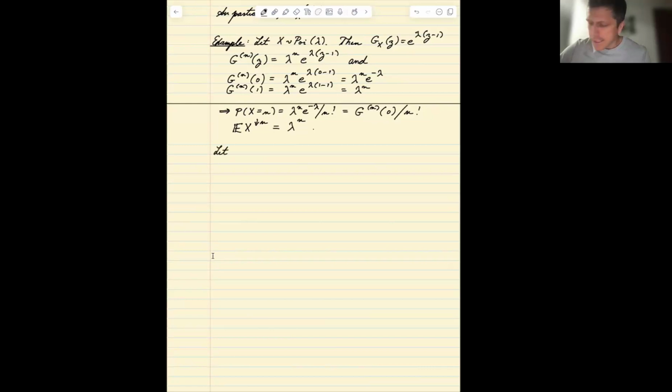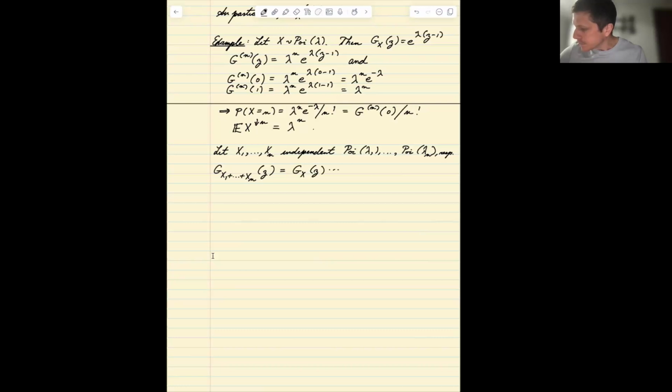And then let's consider X1 through Xn independent Poisson with parameters lambda 1 through lambda n respectively. Then the generating function of the sum, by independence, is the product of the generating functions. Each generating function is e to the lambda 1 (z minus 1) times etc., e to the lambda n (z minus 1). Product of exponentials, you can add up the exponents. So it's e to the (sum of lambda 1 up to lambda n) times (z minus 1).